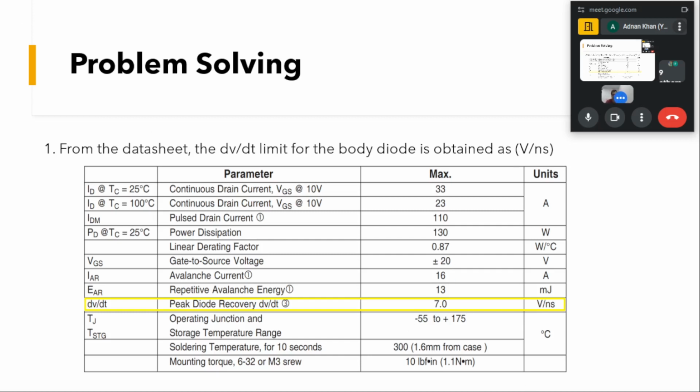You don't have to do anything, just download this data sheet. If in the problem set that has been given to you there is a question like this, you just have to download the data sheet and look for this term, and there will be the value of the dV by dt limit.